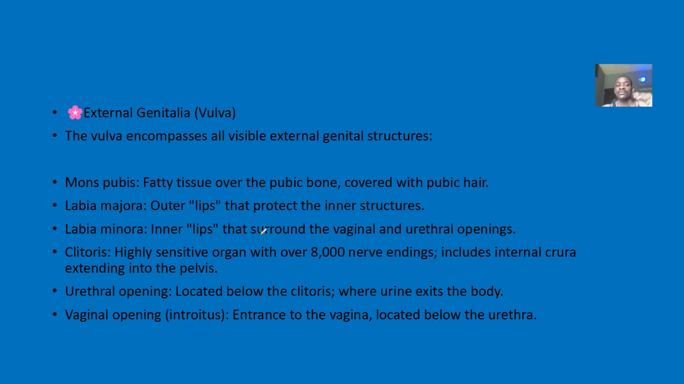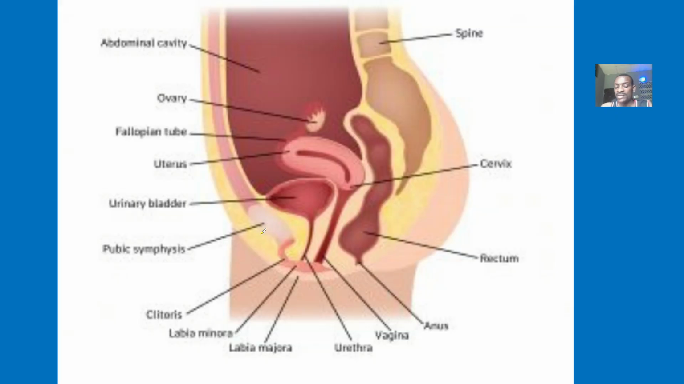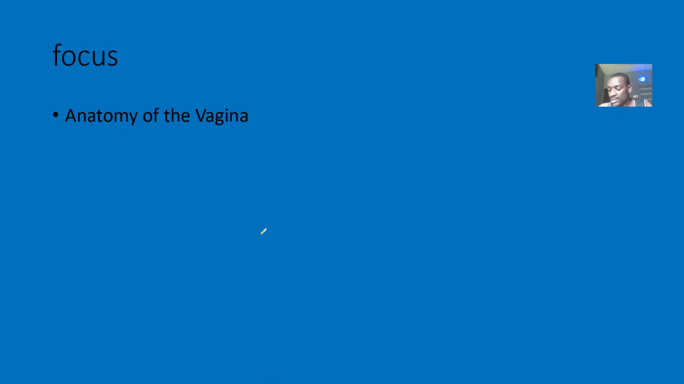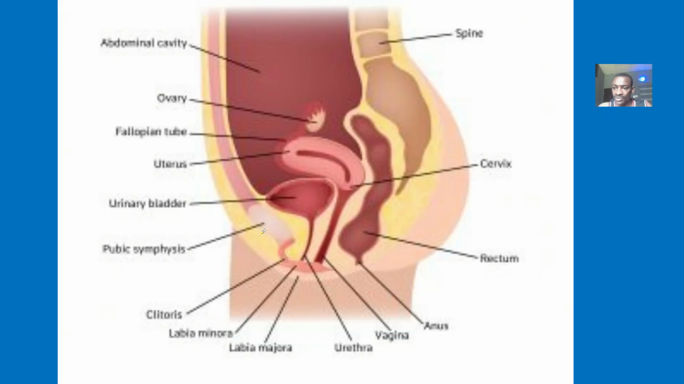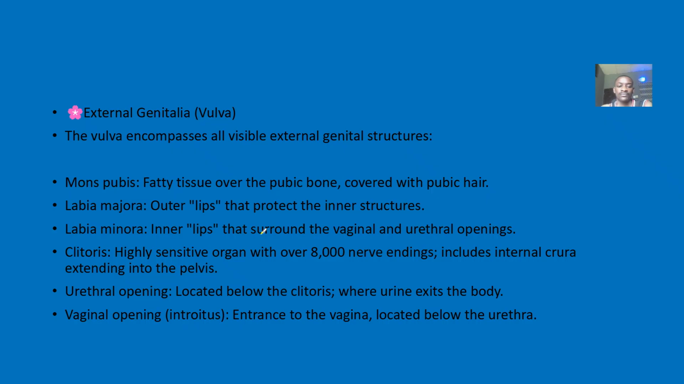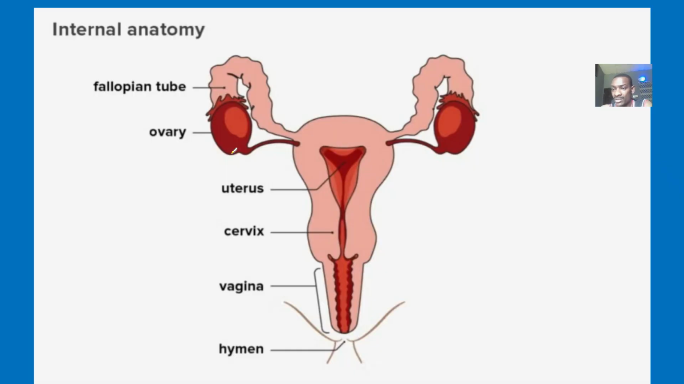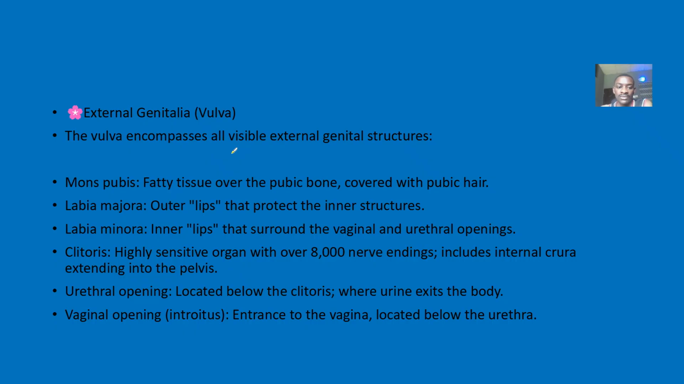So from the external genitalia, that's the outside. The outside is called the vulva. The vulva encompasses everything you can see visibly from the outside. You can see the mons pubis, the labia majora, the labia minora, that's the inner lips, and the clitoris.